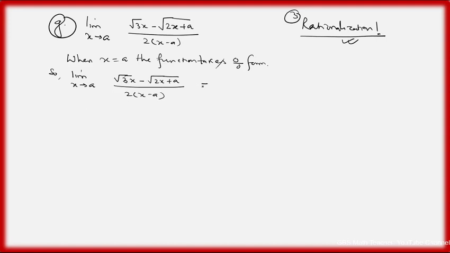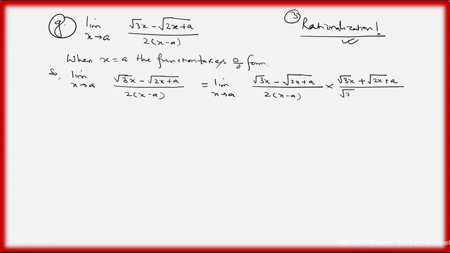So dear students, limit x tends to a of root 3x minus root 2x plus a, over 2 times x minus a. The rationalizing factor of the numerator is root 3x plus root 2x plus a, with the whole thing over root 3x plus root under 2x plus a within the same radical sign.